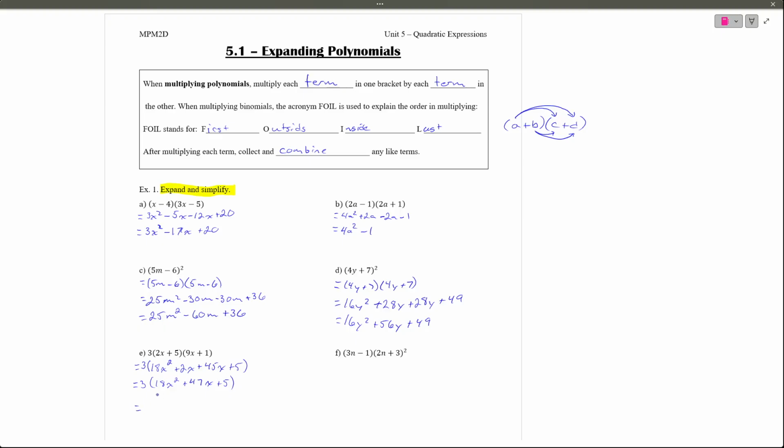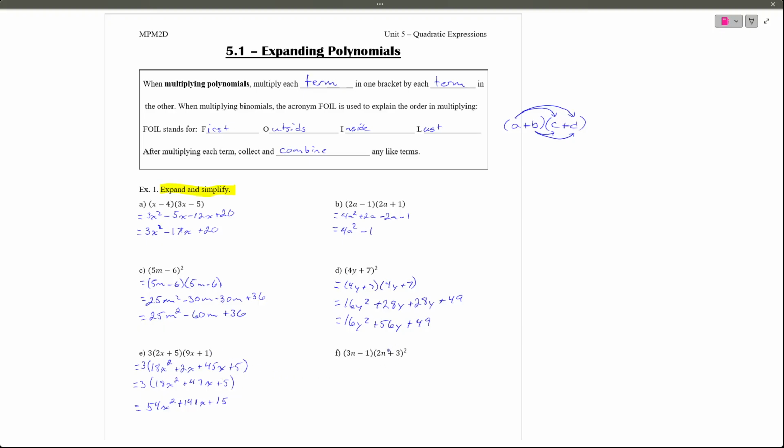So 3 times 18, that's 54. Now we have 3 times 47, that's 141x. And then 3 times 5 is 15. Or sorry, 3 times 5 is 15. Got ahead of my own brain there.